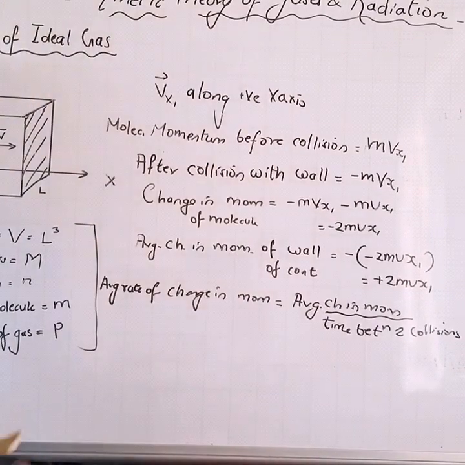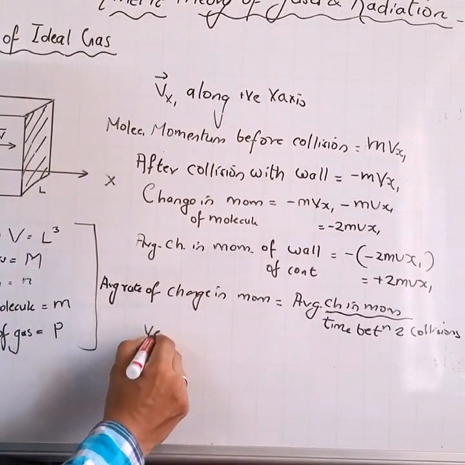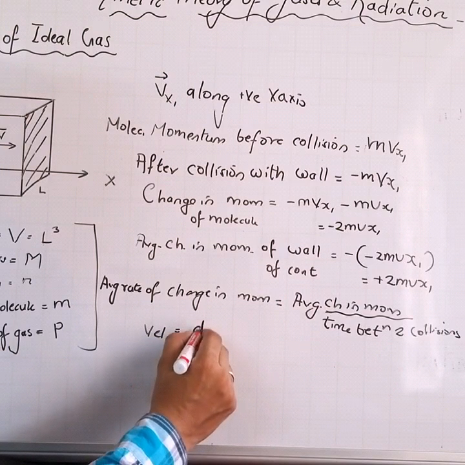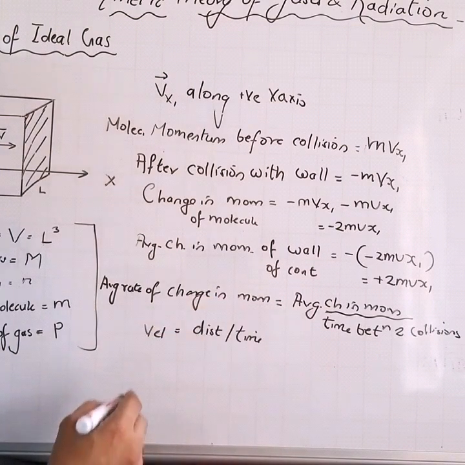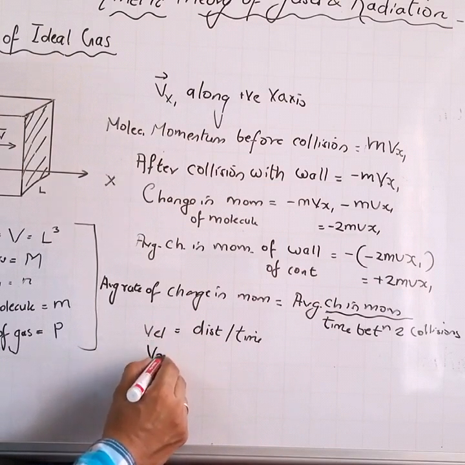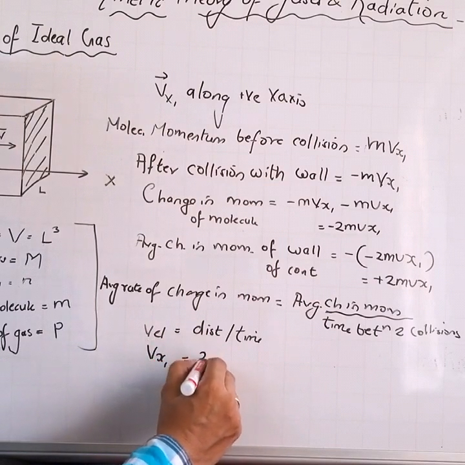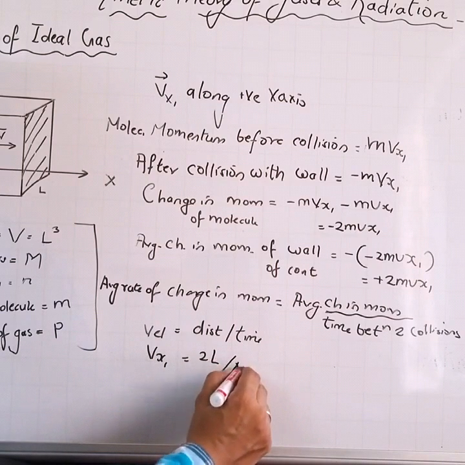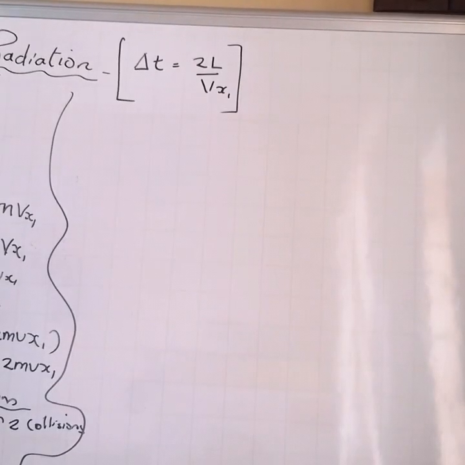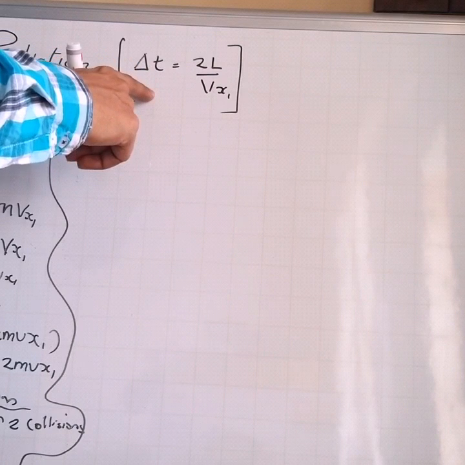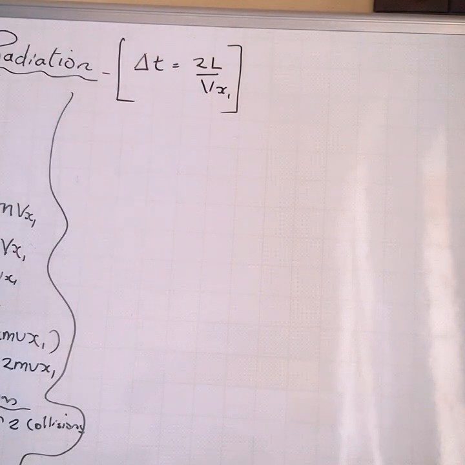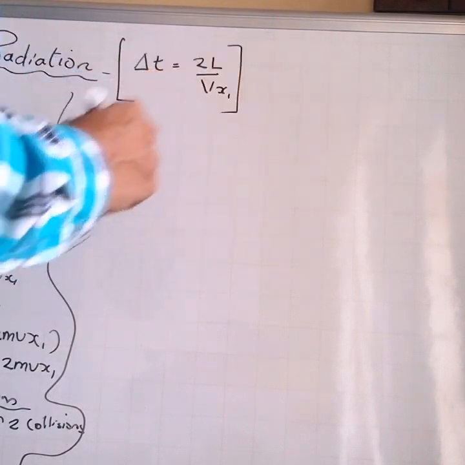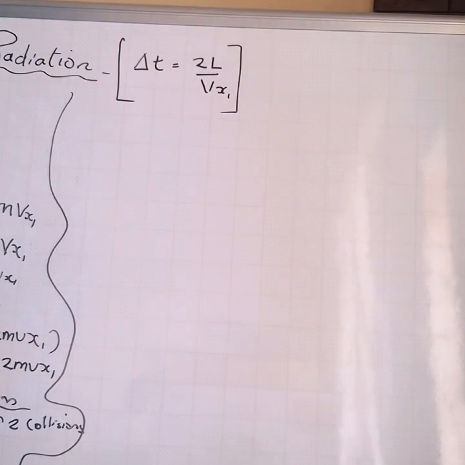Look here. We know velocity is distance upon time. Now velocity here is Vx1, distance is 2L and time is, suppose, delta t. I get delta t, the time interval between two collisions, as 2L upon Vx1. Now I already have the formula for the average change in momentum as 2mvx1.